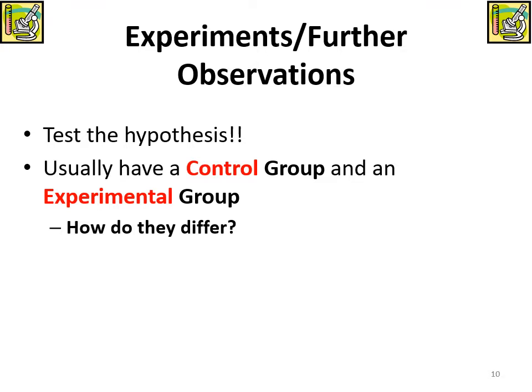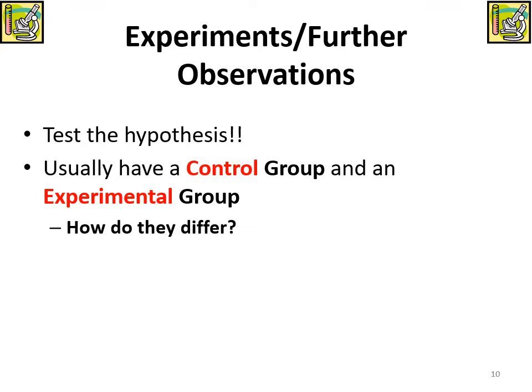And when you do this experiment, what you're doing is you're basically testing your hypothesis. You want to see, will my results support my hypothesis or will they contradict them? Now, in any good experiment, you have to have at least two groups. You have your control group and you have your experimental group.